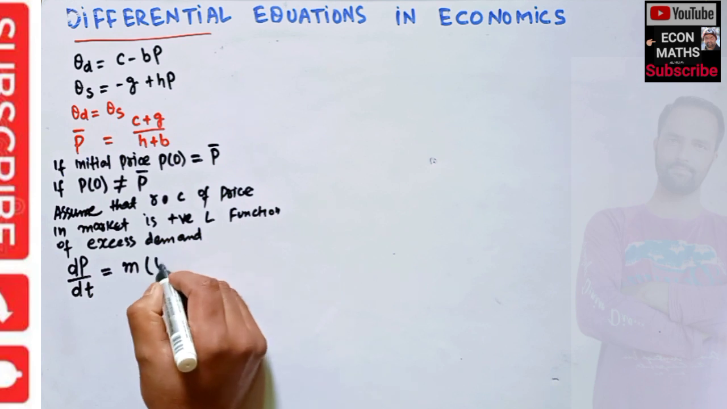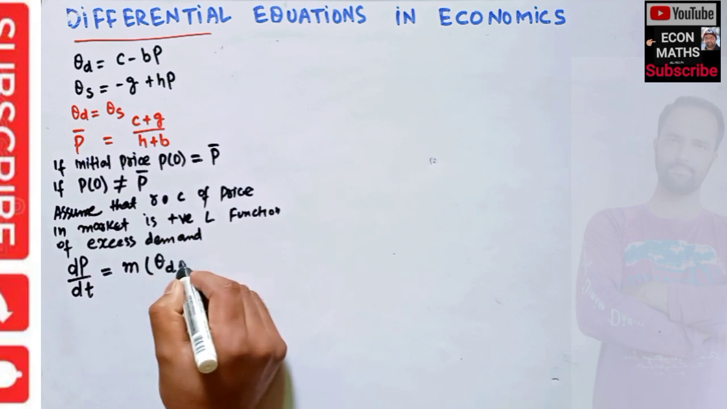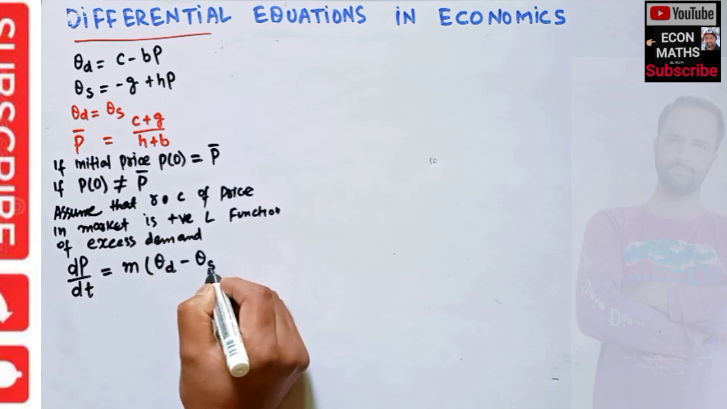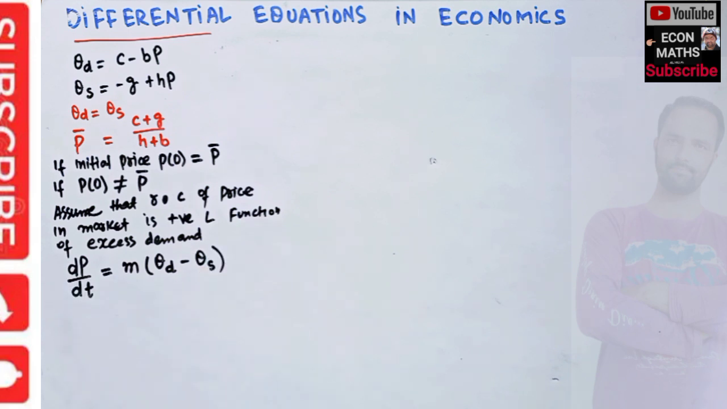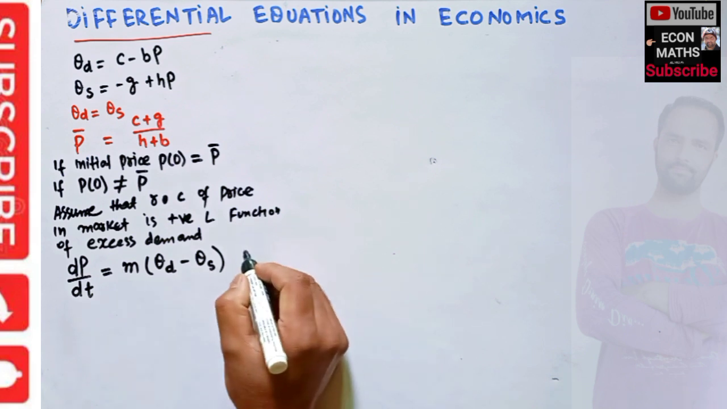What is excess demand? That is simply quantity demanded minus quantity supplied. Okay, so we have this very thing, that the rate of change of price with respect to time is the positive linear function of excess demand, and obviously here this m is greater than 0.